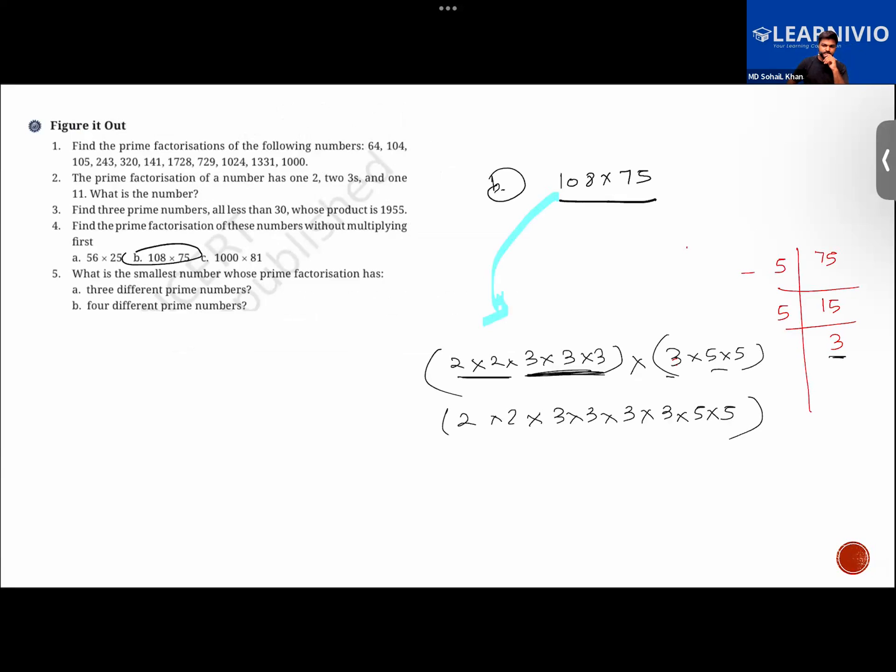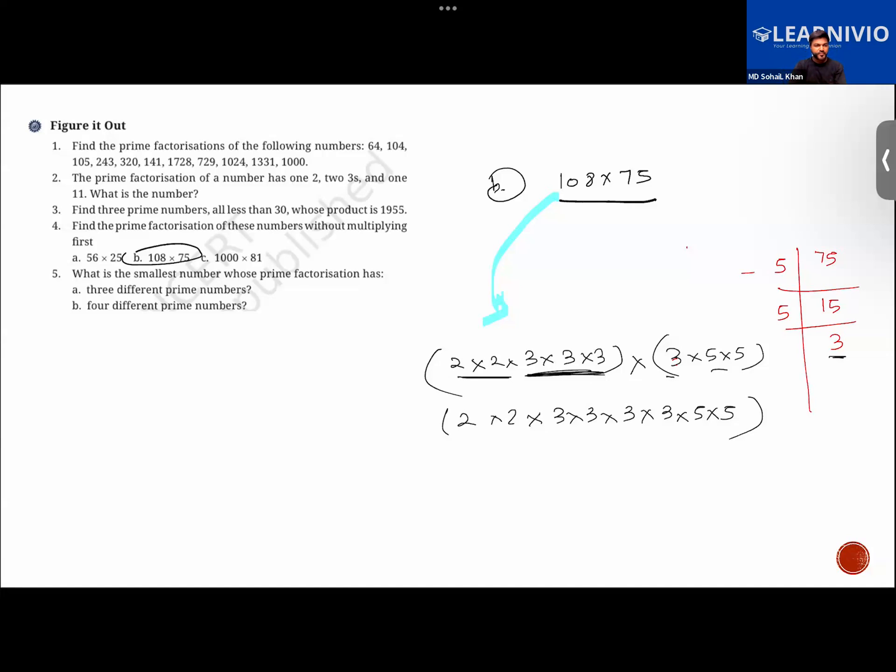Sir, I got the answer. It is 2 into 2 into 2 for 1000. No, wait. There are 3 2s and 3 5s. Yes, that is correct. 8 times 125 is 1000. Good.